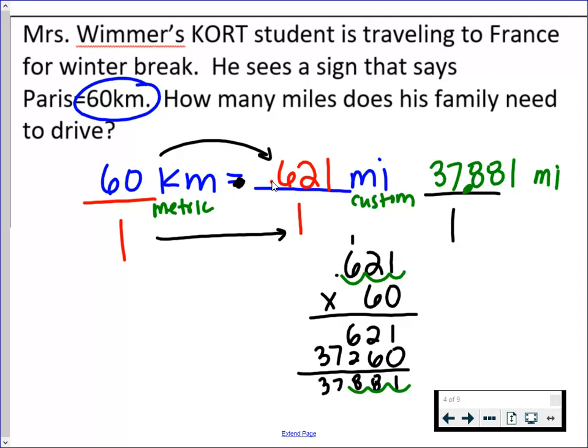So if Alex, my court student, sees a sign that says Paris 60 kilometers, in the United States that would be 37.881 miles. That's about from here to St. Cloud. Oh wait.